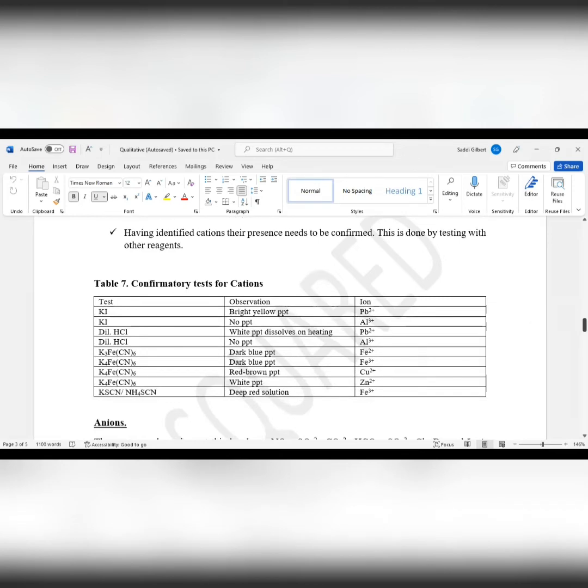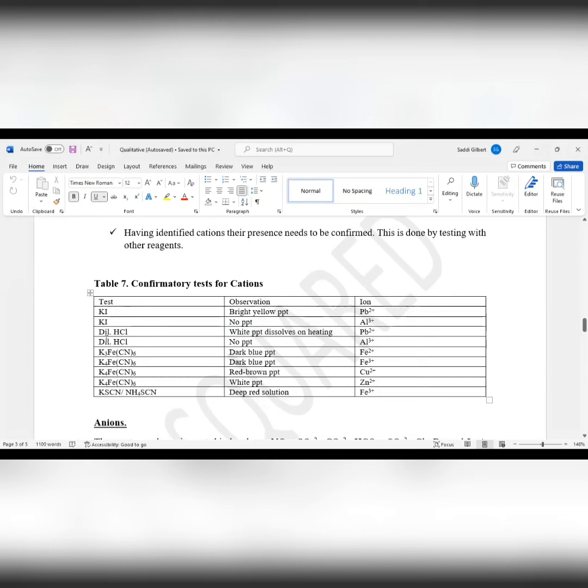Okay, so confirmatory tests now. If you suspect that you have a certain cation, you can confirm its presence. So you will realize that this is the third test that you're doing for the cation. First, you added sodium hydroxide, then you added ammonia, and now you're trying to confirm. If you want to confirm lead, you add potassium iodide. It could be sodium iodide too, it doesn't matter, the fact is that you must have a solution of iodide ions. So you get a bright yellow precipitate. That's lead. If you add the potassium iodide and there's no precipitate, it means that it is aluminum.